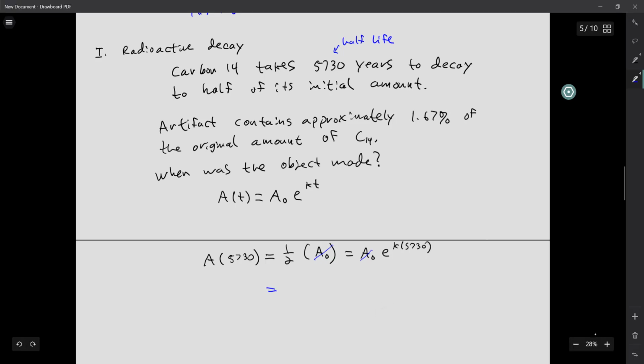But I do have the exponential equation. Let me get rid of that. 1/2 equals e to the 5,730k, and we need to solve for k. So we'll take the natural log of both sides. The natural log of 1/2 equals, the natural log cancels with the e, giving me 5,730k. So k equals ln(1/2) over 5,730.